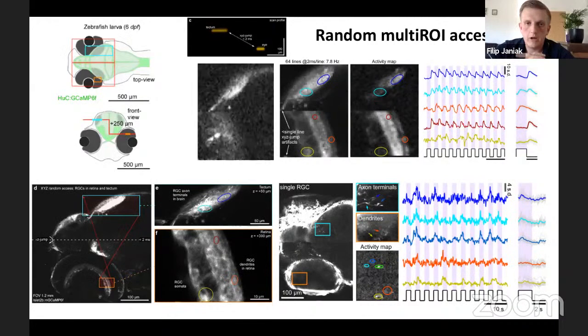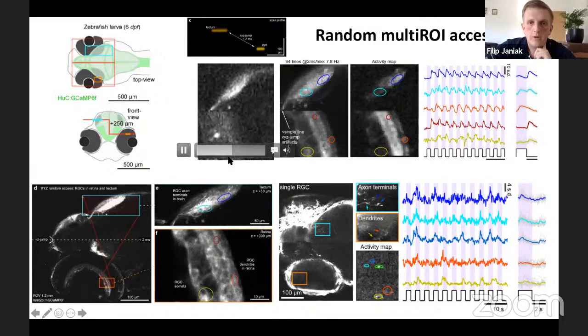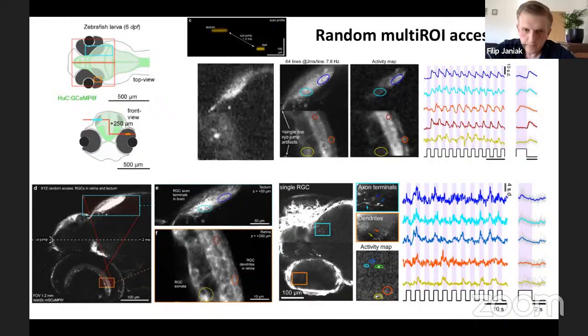on it. On the top, you can see an example of the HuC, the panneuronal expression line, and the simultaneous response to the same stimulus in the eye and in the brain. Here with the ultimate better quality of the structure. And on the top right part, this is a similar example of recording, but this time with sparse labeling of cells. So we are tracking the same ganglion cell in the eye and in the tectum, and we are able to record the activity in both of those two distinct regions. So the responses to the same stimulus.